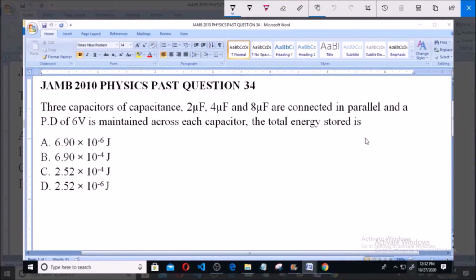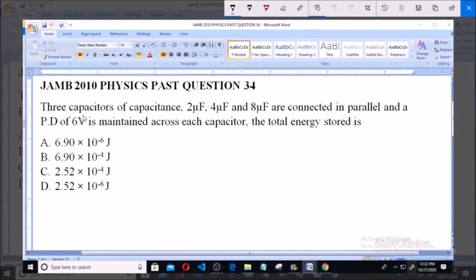Three capacitors of capacitance 2 microfarads, 4 microfarads, and 8 microfarads are connected in parallel, and a potential difference of 6 volts is maintained across each capacitor. The total energy stored is: A, 6.90 times 10 raised to the power minus 6 joules; B, 6.90 times 10 raised to the power minus 4 joules; C, 2.52 times 10 raised to the power minus 4 joules; D, 2.52 times 10 raised to the power of minus 6 joules.